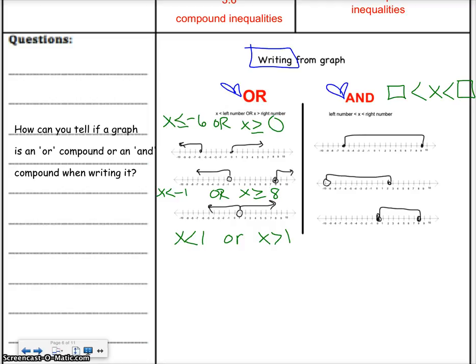So here, I think that's a -6. I cannot read this at all. And then I have a 9. So it's going to be -6 is smaller than or equal, because it's colored in. X is in the middle, which is smaller than or equal, because it's colored in, my right number of 9. So notice I'm just following this little diagram. Left is smaller than X, which is smaller than the right.